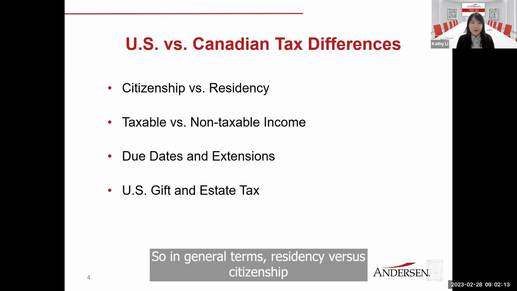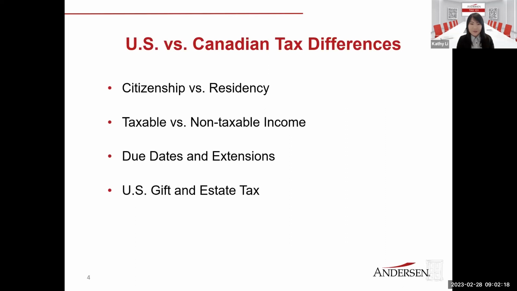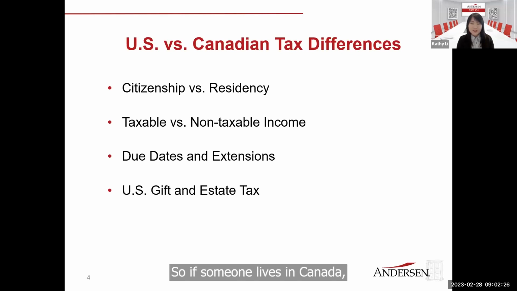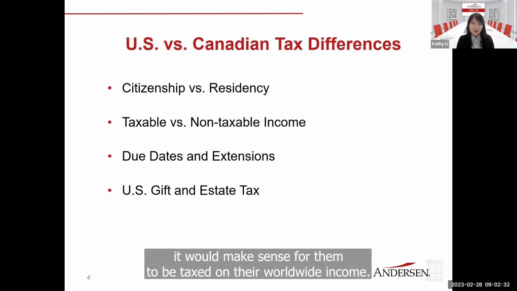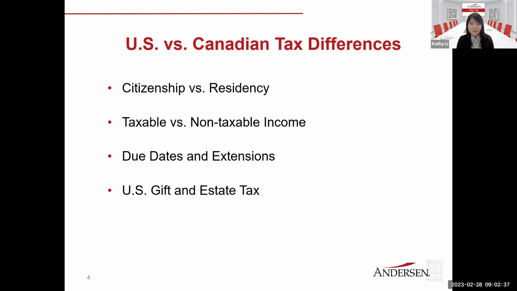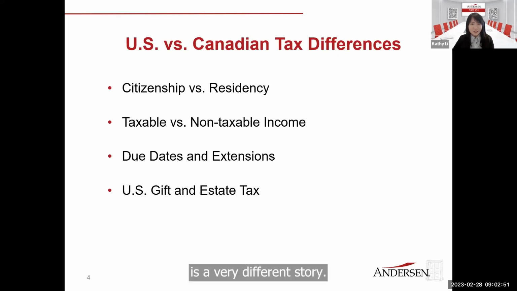So in general terms, residency versus citizenship is really important, and most countries like Canada only tax a taxpayer on worldwide income based on residency. So if someone lives in Canada, it would make sense for them to be taxed on their worldwide income. And if they move out, they're only taxed on things that are sourced to that country. So generally, once you leave a country, you don't have to worry about having to report all your income on that country's tax return. But the US is a very different story.